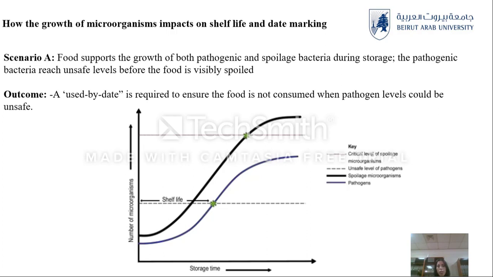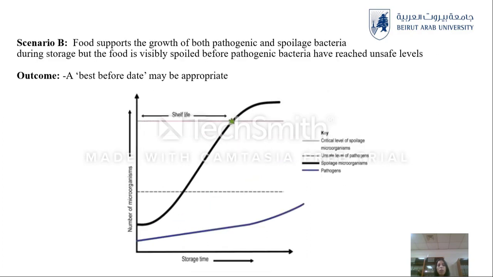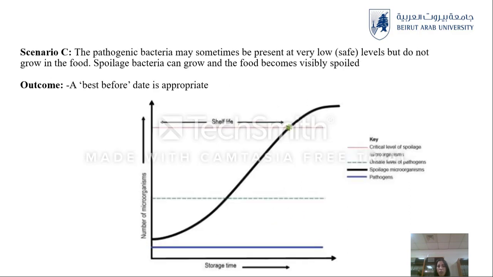So as you can see, the time where the food reached the unsafe level is before where the food reached the spoilage level. And here we use a use-by date because it's more a safety aspect. Scenario B: food supports the growth of both pathogenic and spoilage bacteria during storage, but the food is visibly spoiled before pathogenic bacteria reach unsafe level. Here we use the BBD, because the food did not cross the threshold of safety.